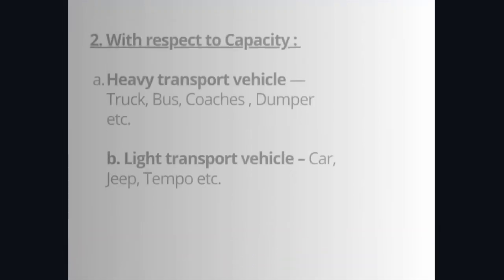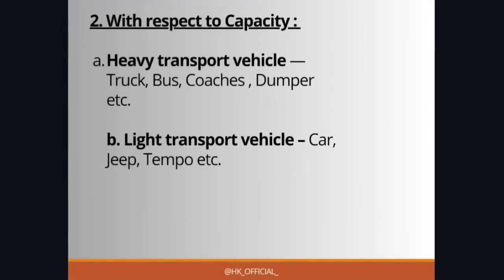Now let us go ahead and see the second category. It is with respect to capacity. With respect to capacity, we have two types: heavy transport vehicles and light transport vehicles. If we consider heavy, what heavy vehicles come to our mind? Truck, buses, coaches, dumper, etc. Then for light transport vehicles, we can take the example of car, jeep, tempo. So with respect to capacity, we can classify into heavy and light. I hope you are learning along with me.